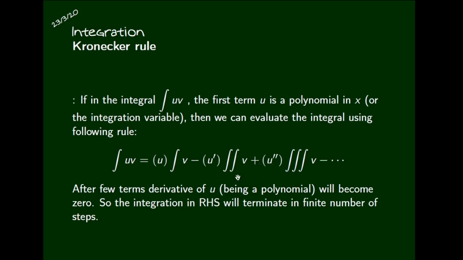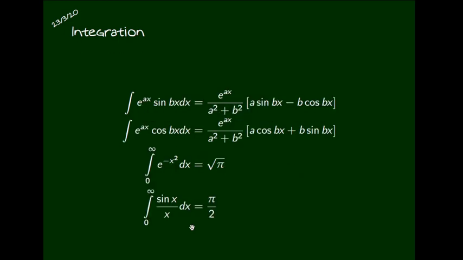It is interesting to note that this u is a polynomial and we apply differentiation successively. After some stage, the derivative becomes a constant and in the next stage it will become 0. So these terms will terminate after a finite number of steps. That is a hint here. After a few terms, the derivative of u being a polynomial will become 0. So the integration in the RHS will terminate in a finite number of steps. That is the idea.